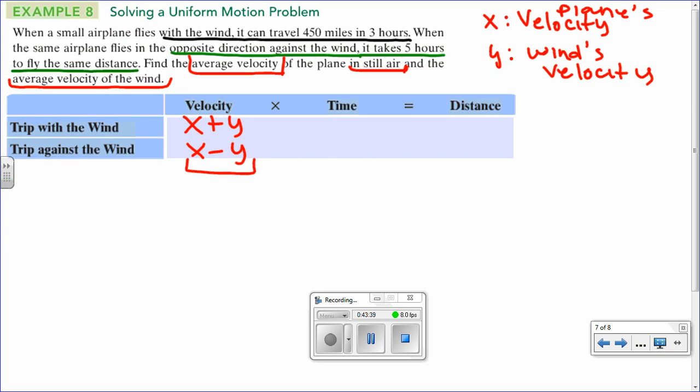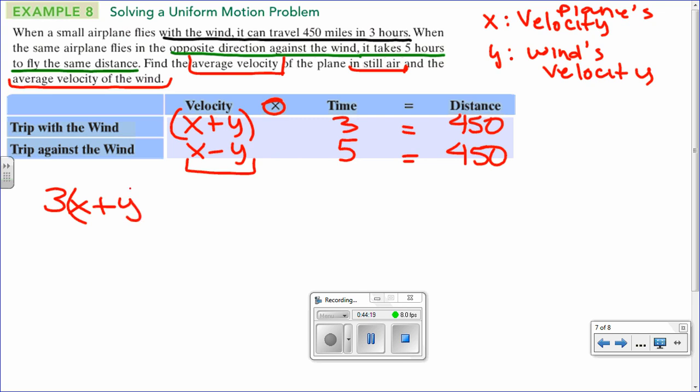Now for time, with the wind it takes 3 hours, and against the wind it will be 5 hours. The distance for both is the same, 450 miles. And remember here we're multiplying. So we're going to go ahead and distribute. The 3 will multiply 3 times (x plus y), so let me write it this way first. Then 5 times (x minus y) equals 450.